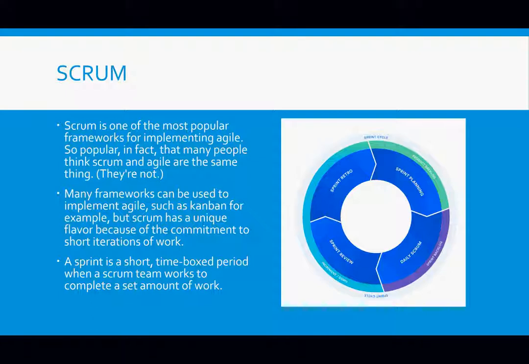In Scrum, you are committed to a particular task or some tasks that you are going to do within that sprint. And I mentioned sprint. A sprint is a short, time-boxed period when a Scrum team should deliver a set of work. So what does that mean actually?